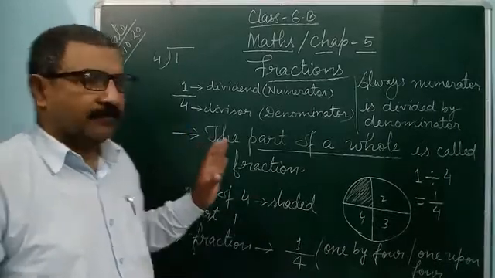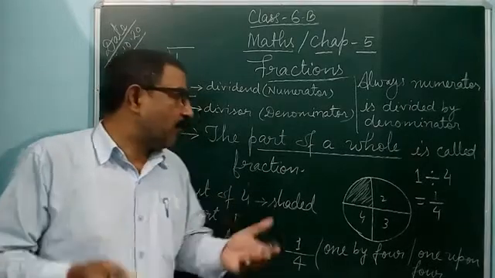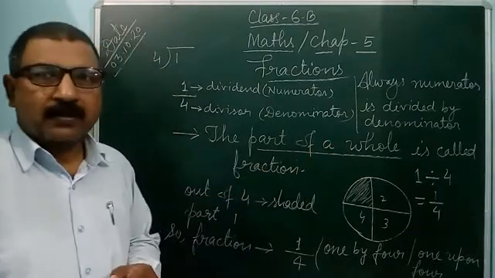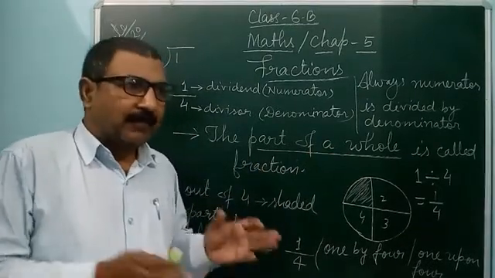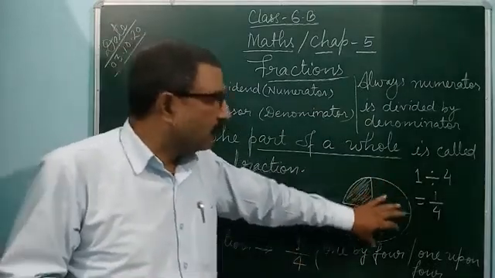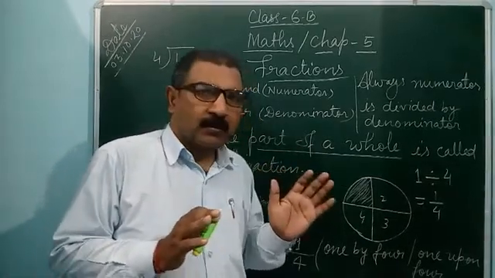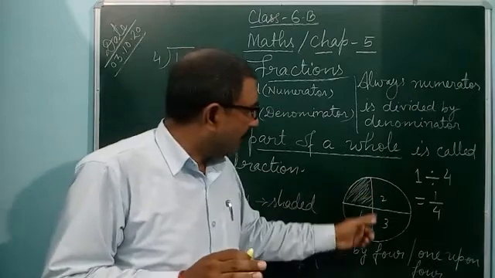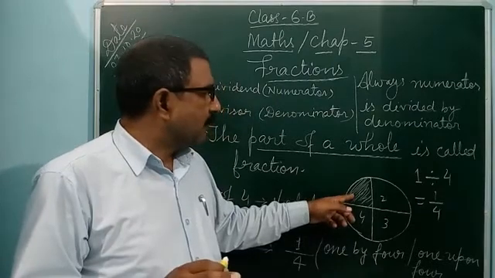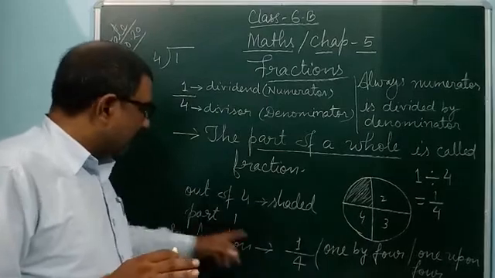So this is fraction. If any whole represents equal parts, it means the part of a whole is called fraction. If we represent the different parts of a whole, like that one whole circle is the main complete item, and I have divided it into 4 equal parts. So you can see the shaded region is showing that fraction 1 by 4.